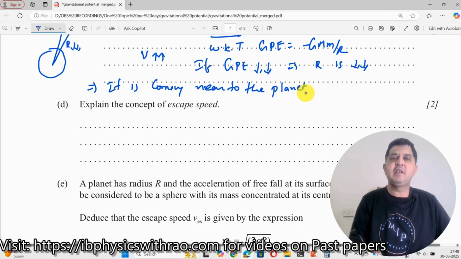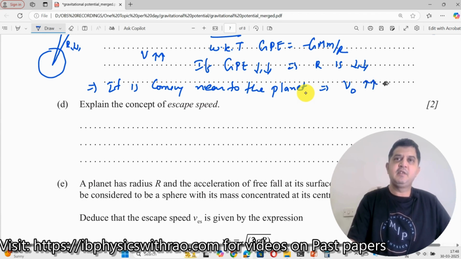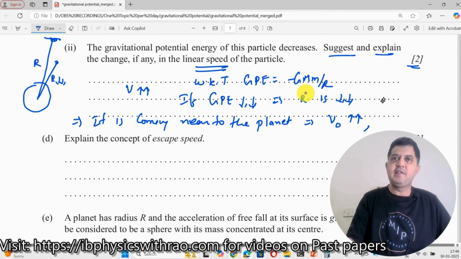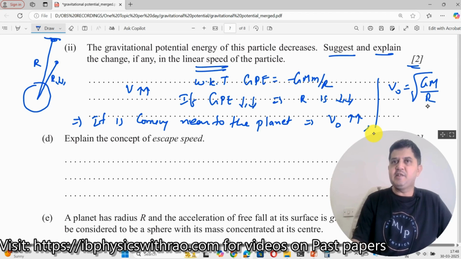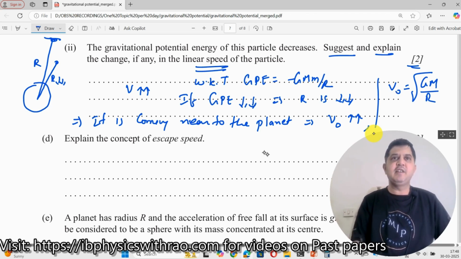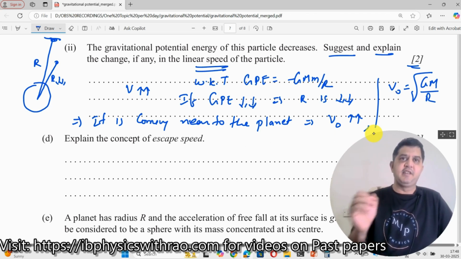Then what you can write? This implies V0 will increase. Reason, what is the reason? You can write down the reason also if you want. You can write down, since V0 is equal to square root of GM by R, when R reduces, V0 increases, right? You can say the linear speed of the particle increases.